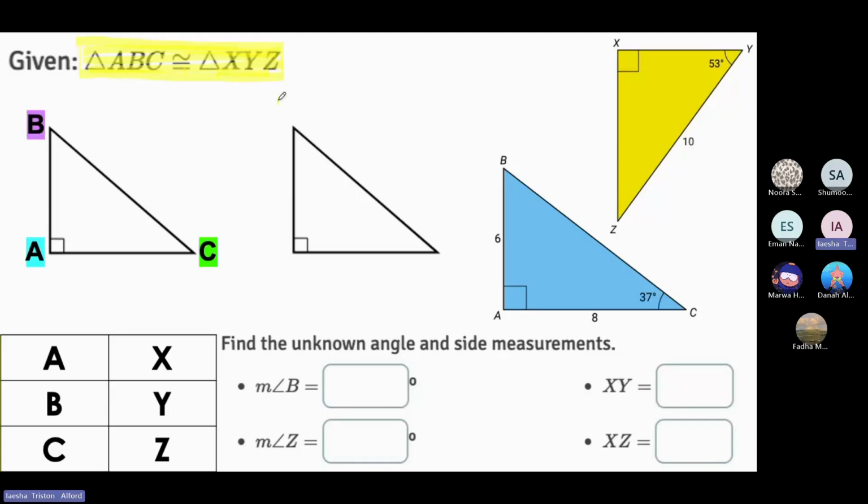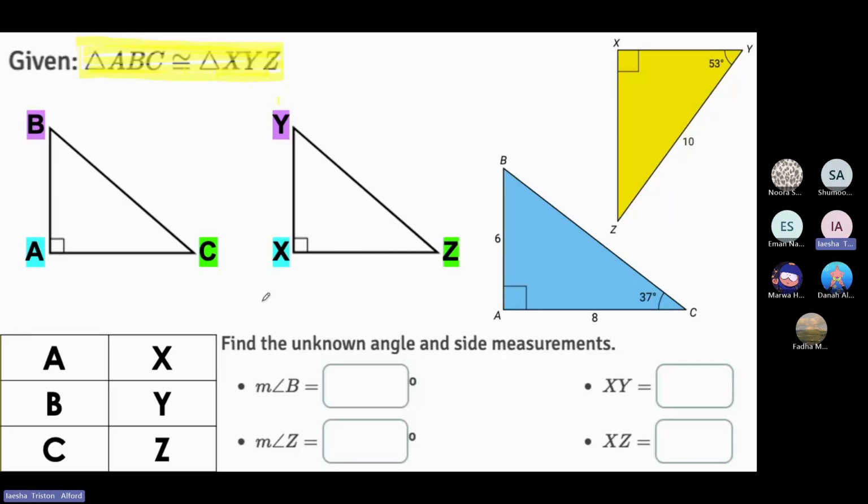If we're looking at the yellow triangle, what is matching with A? We know from the statement. So what should be matching from A? X. What is matching with B? Y. And then what is matching with C? Z.